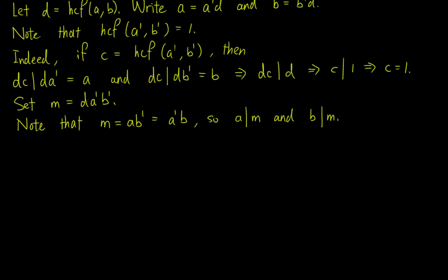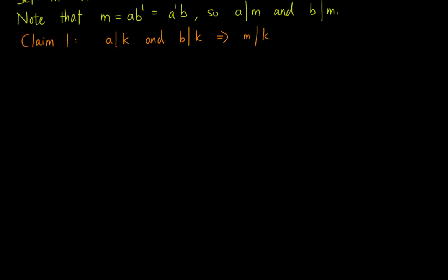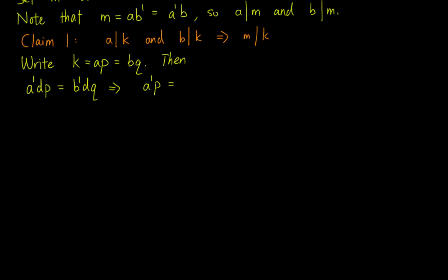and b divides m. We first claim that if a divides k and b divides k, then m also divides k. To prove this, we write k equals a times p, which also equals b times q. Then, a prime times d times p equals b prime times d times q. Cancelling d on both sides, we get a prime times p equals b prime times q.